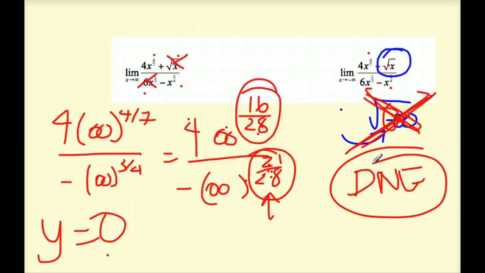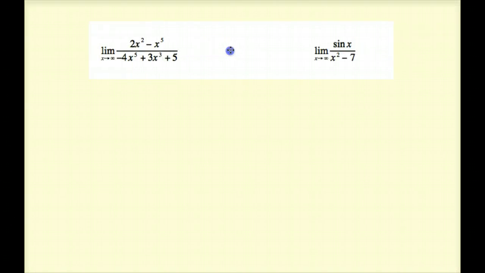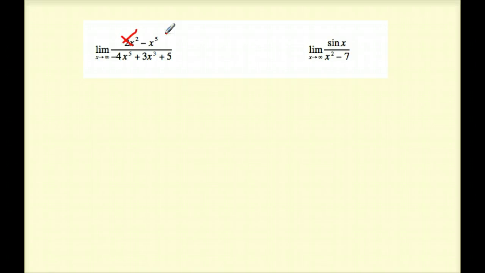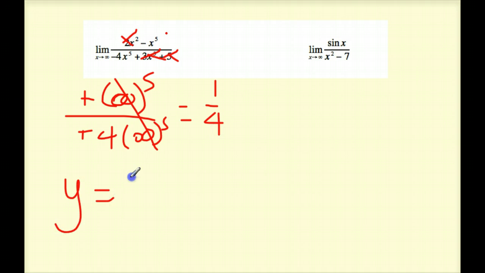Alright, we have a couple more to go. Here is our next problem. We're going to do the same thing, plug in our infinities and see what happens. If we notice, in the top our 5 is the bigger exponent. In the bottom, the 5 is also the bigger exponent. So I get negative infinity to the 5th over negative 4 times infinity to the 5th. These cancel, and the negatives cancel, and I get a 1 over 4. So my horizontal asymptote is that y is equal to 1 over 4.